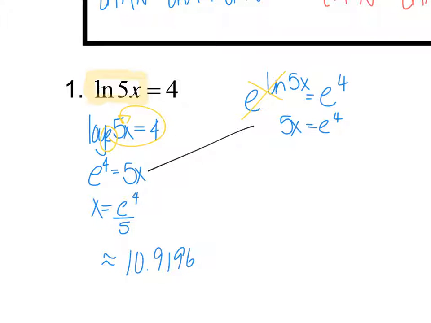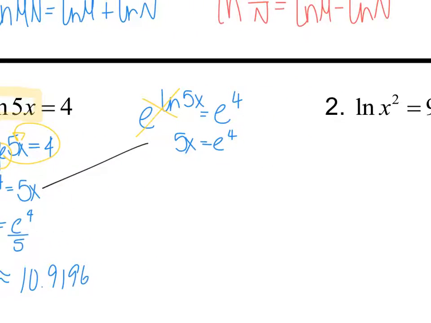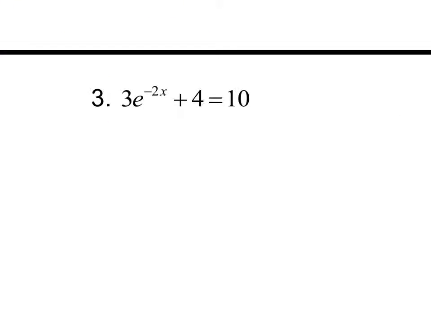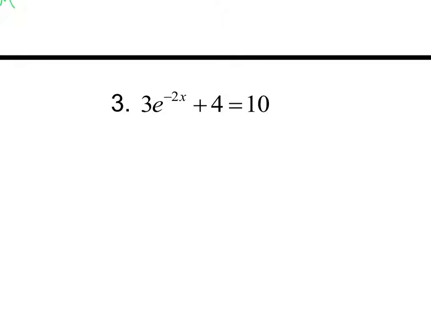All right, let's go ahead and jump to number 3. And you'll notice that some of these problems are review from what we did yesterday. Okay, so here we have e to the negative 2x. So that's what I want to isolate. Everything on the outside of that has to be moved over. Okay, so treat that yellow section as just another variable. So the first thing I would do, subtract 4. So I get 3e to the negative 2x equals 6.